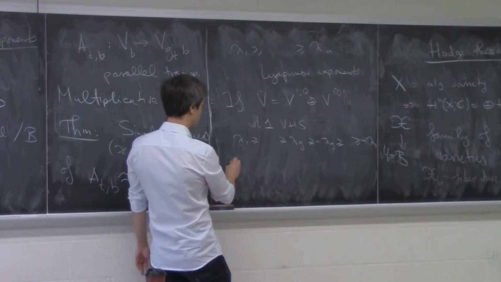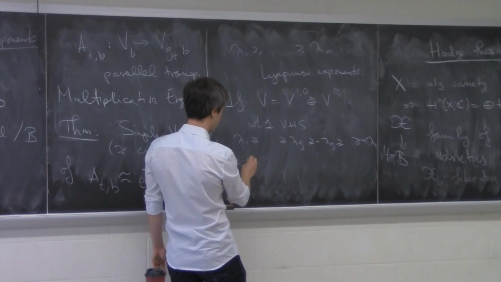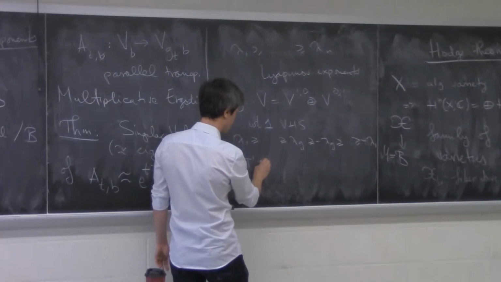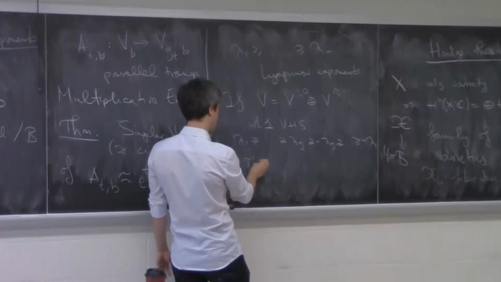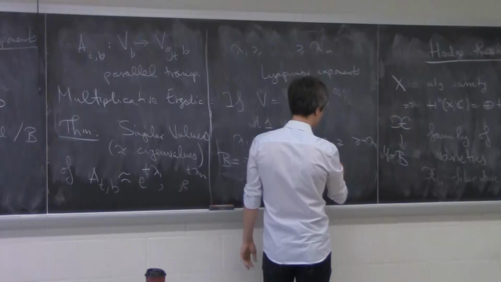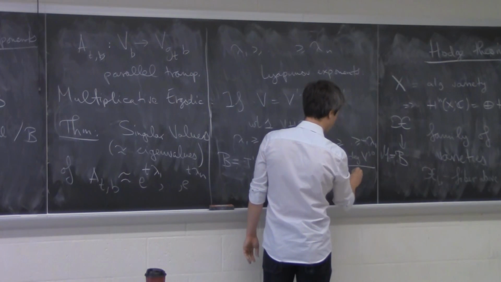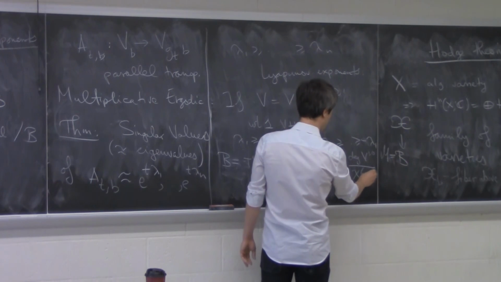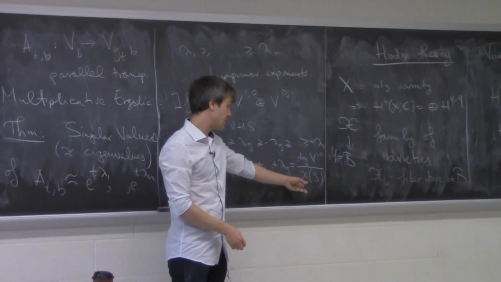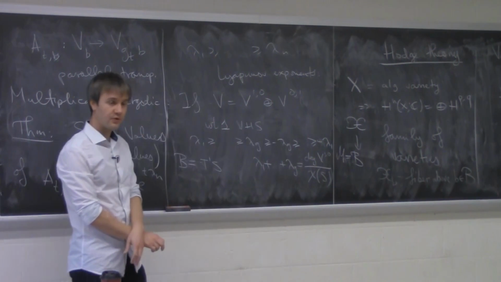And again, assume that B is the unit tangent bundle of a Riemann surface S. Then the formula is that lambda_1 plus ... plus lambda_g is the degree of V^{1,0} divided by the Euler characteristic of S. So the degree of the Hodge bundle V^{1,0} divided by the Euler characteristic of the base gives you the sum of these Lyapunov exponents.